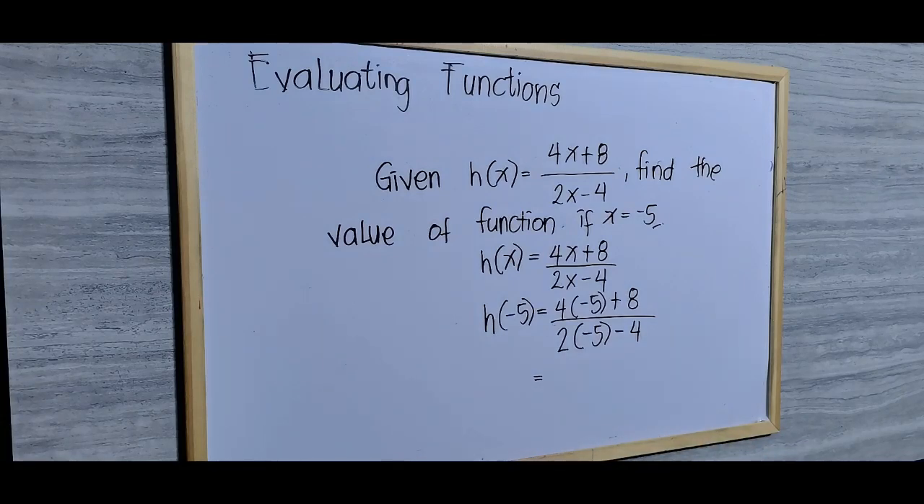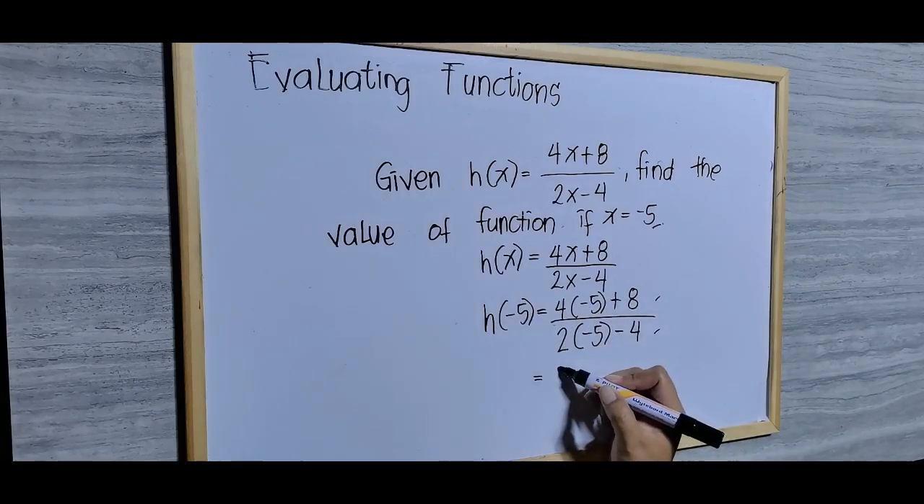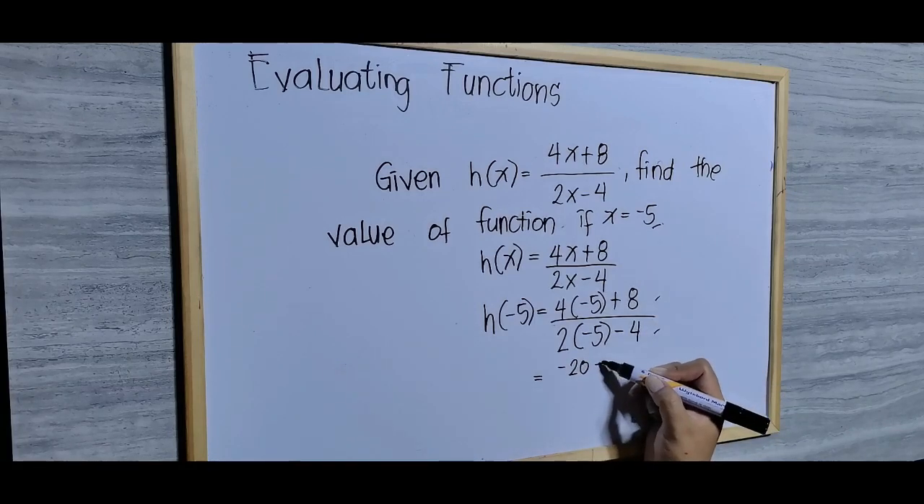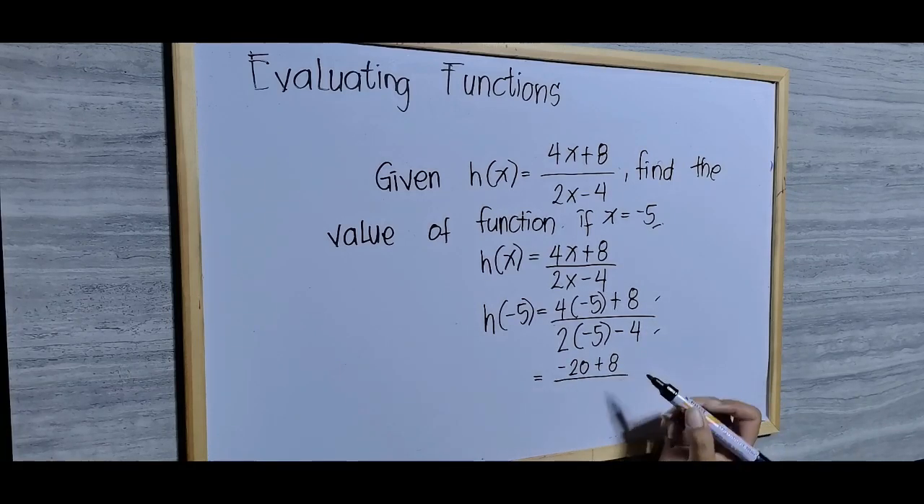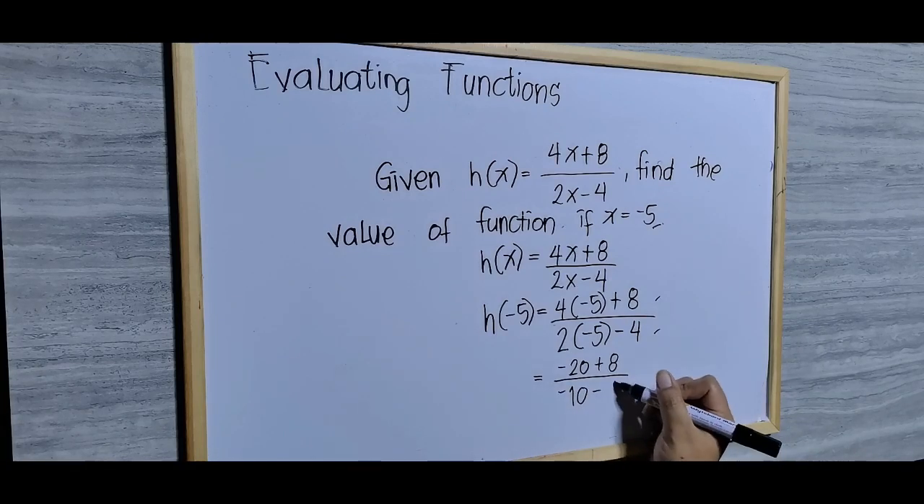Okay, so dito sa sitwasyon na to, ang gagawin nyo lang is to perform the operation on the numerator and in the denominator. Okay. So, kasi kapag tinignan nyo siya as isang buo, baka malito kayo. So, hihimayin nyo yung bawat pag-perform ng operation. So, we have 4 multiplied by negative 5. We have negative 20 plus 8. All over 2 multiplied by negative 5. We have negative 10 minus 4.